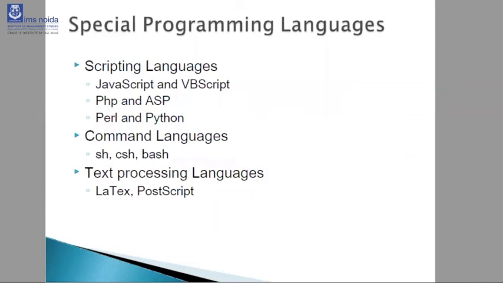There are some special programming languages which are called scripting languages. A scripting language is a programming language for a special runtime environment that automates the execution of tasks. The tasks could alternatively be executed one by one by a human operator. Scripting languages are often interpreted rather than compiled. There are so many scripting languages like JavaScript, VBScript, PHP, ASP, Perl, and Python. These are the scripting languages.